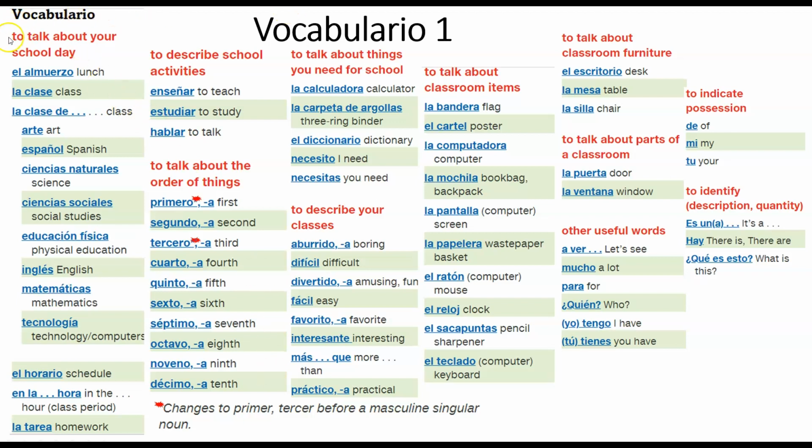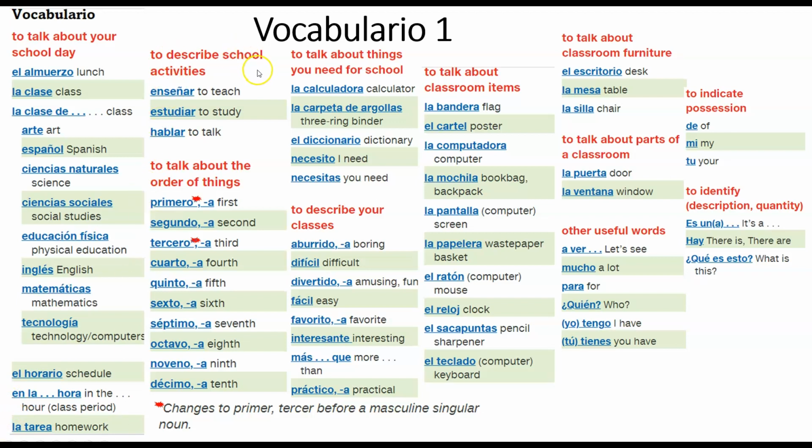So, vocabulario uno. To talk about your school day. El almuerzo, la clase. La clase de, and then you have to say the subject, right? The class of art. La clase de arte. Español. Ciencias naturales. Ciencias sociales. Educación física. Inglés. Matemáticas, tecnología, el horario, en la blank hora. We're going to learn how to say in first period, second period, la tarea.